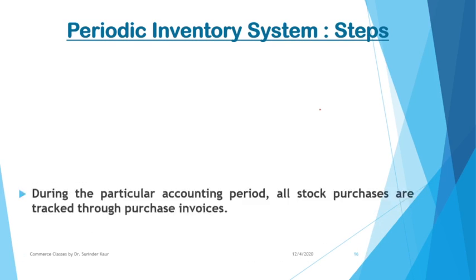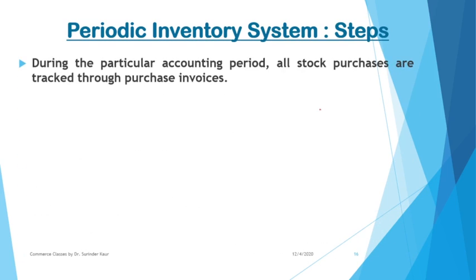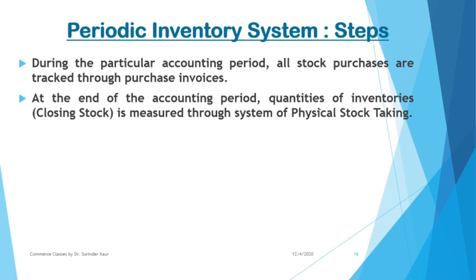So under this system, the steps will be that during the particular accounting period, all stock purchases are tracked through the purchase invoices. So you have invoices, you have the purchase book and purchase account. Then at the end of the period, quantities will be measured through the system of physical stock taking. You might have seen this system working in real life also, when you go to some shop to buy something, and the shutter is down and a notice says that stock taking is going on. So they are counting the stocks. Obviously, during stock taking, one should not disturb the stocks if you want the actual measurement of the stocks. So the stock is measured or counted at the end of the period.